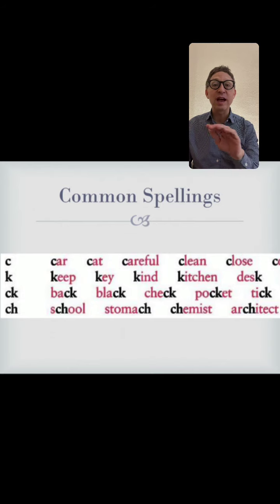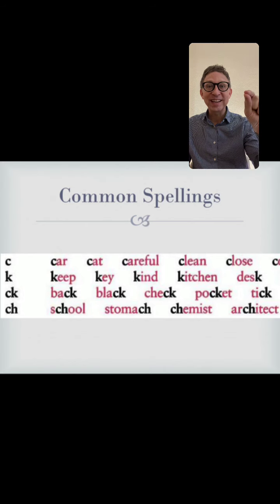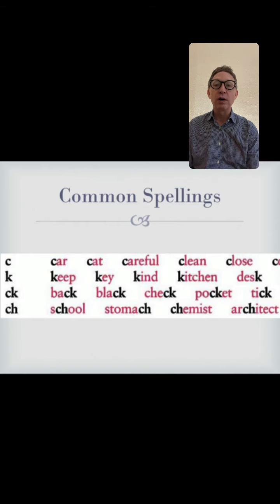Tick, in the third line at the end, tick. You tick the box. When you tick the box, if you have a pen, you put a check in it. You tick it, or an X. That's a tick, to tick the box.